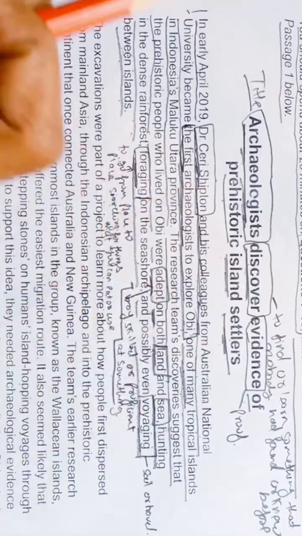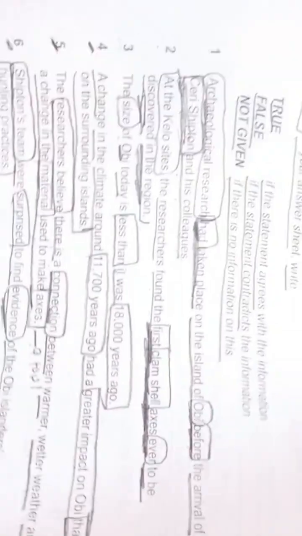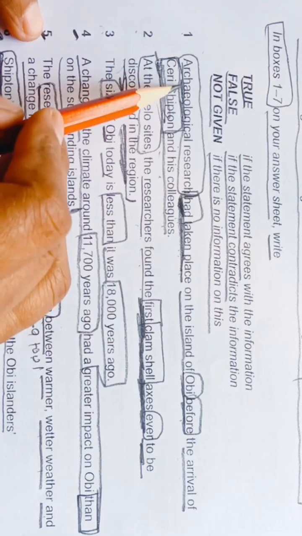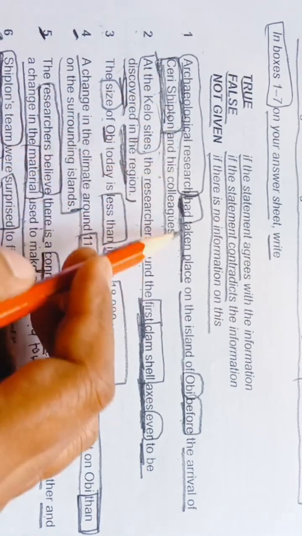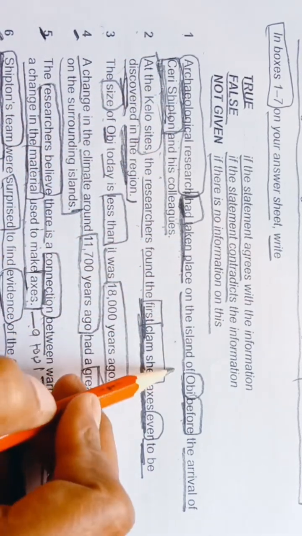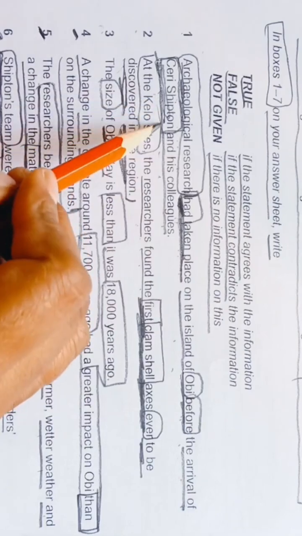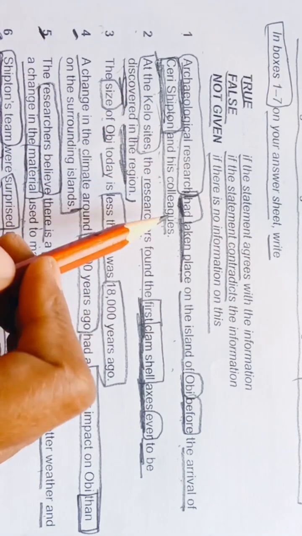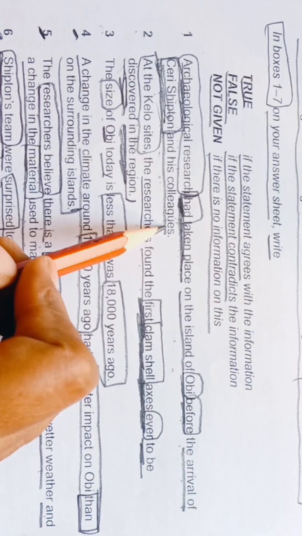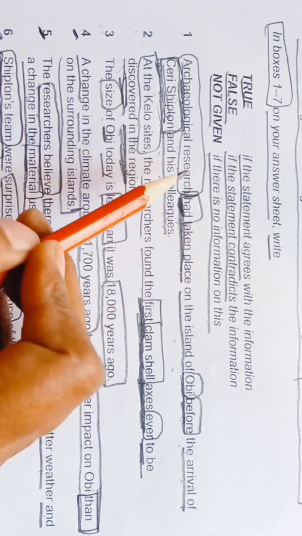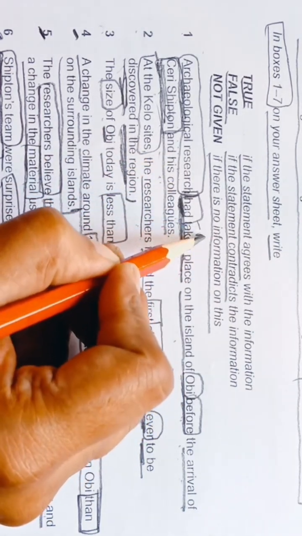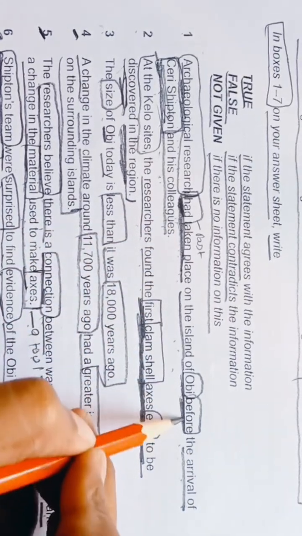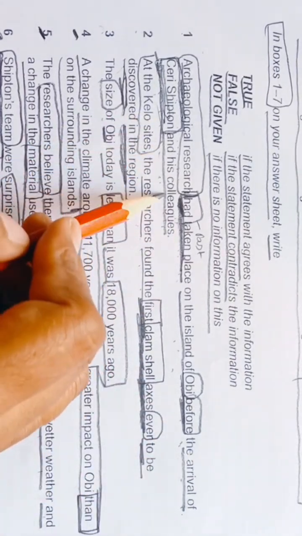Let's see our question, what they are asking. Our first question type is true, false, not given. Let's see our first question: archaeological research had taken place on the island of Obai before the arrival of Sherry Simpson and his colleague. What they are asking is that archaeological research had taken place, which means they are talking about the past, before the arrival of Sherry Simpson and his colleague.